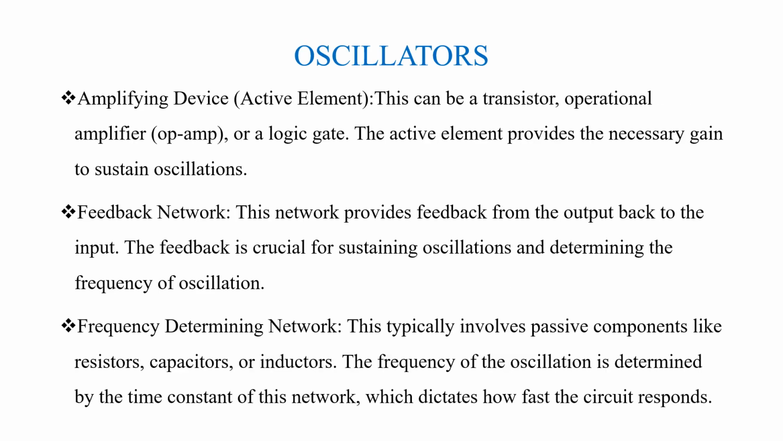Amplifying device. This can be a transistor, op-amp, or a logic gate. The active element provides the necessary gain to sustain oscillations. Feedback network. This network provides feedback from the output back to the input. The feedback is crucial for sustaining oscillations. Frequency determining network. It involves passive components like resistors, capacitors, and inductors. The frequency of oscillation is determined by the time constant of this network.